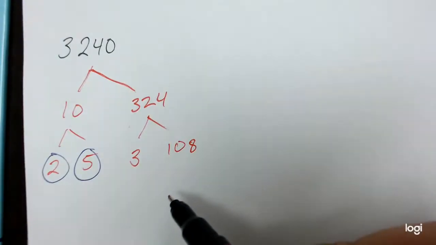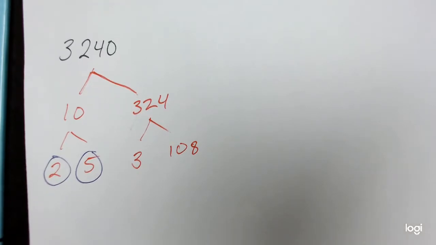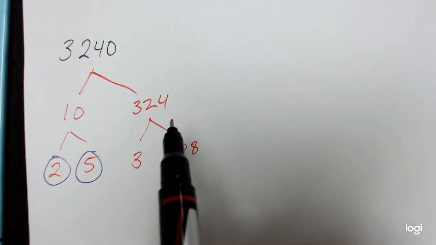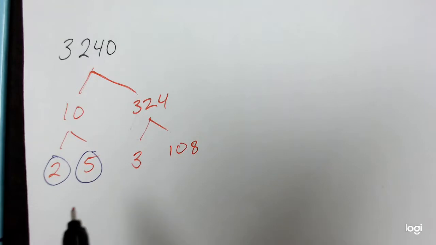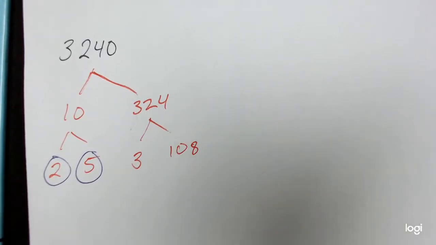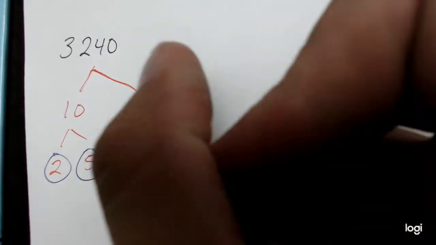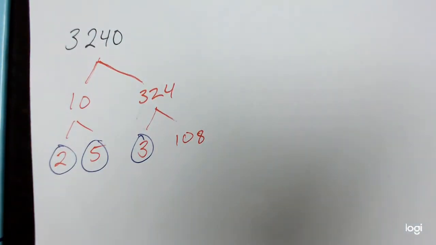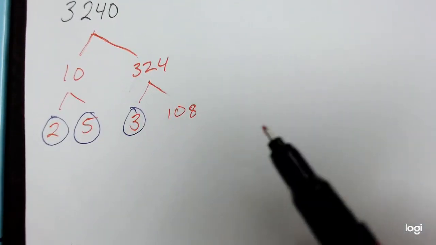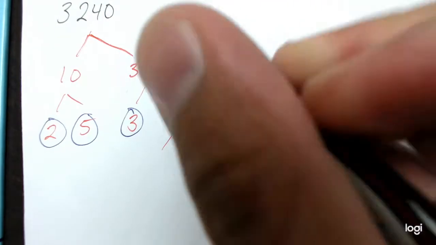3 and 108. I divided in my head very quickly to save time on the video, but if you can't divide that in your head, go ahead and use an algorithm. It's a difficult number to divide mentally. So 3 is my prime number. Then I have 108. Now, if I've memorized my times tables, 108 is a great number to see because I can recognize it.